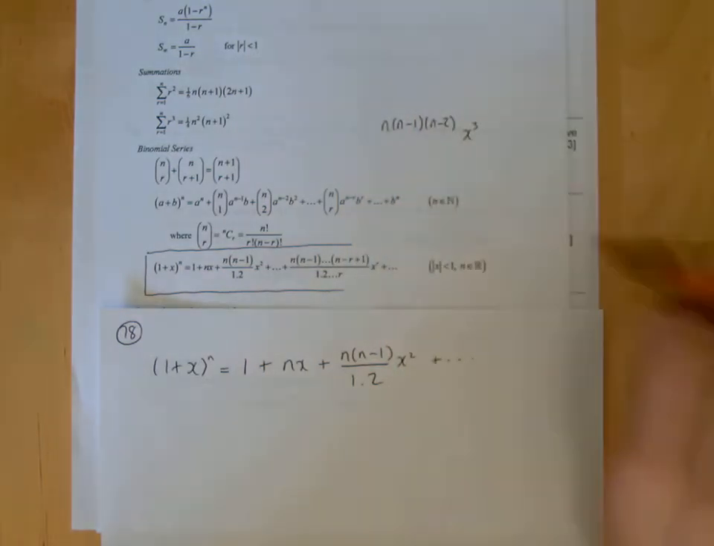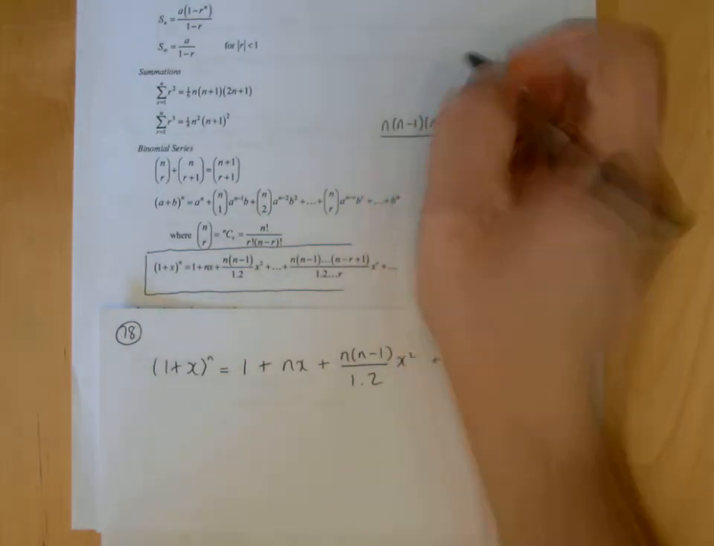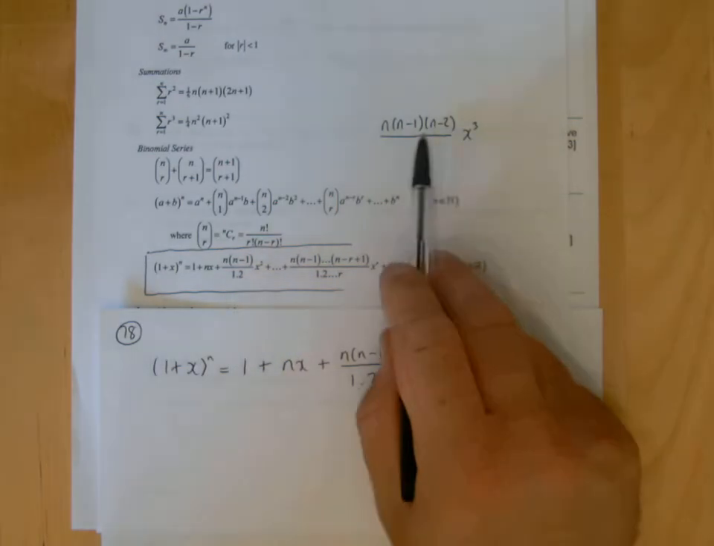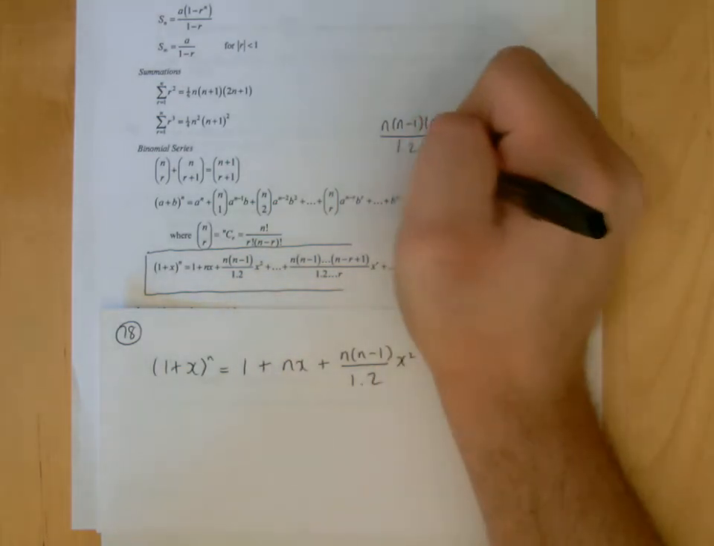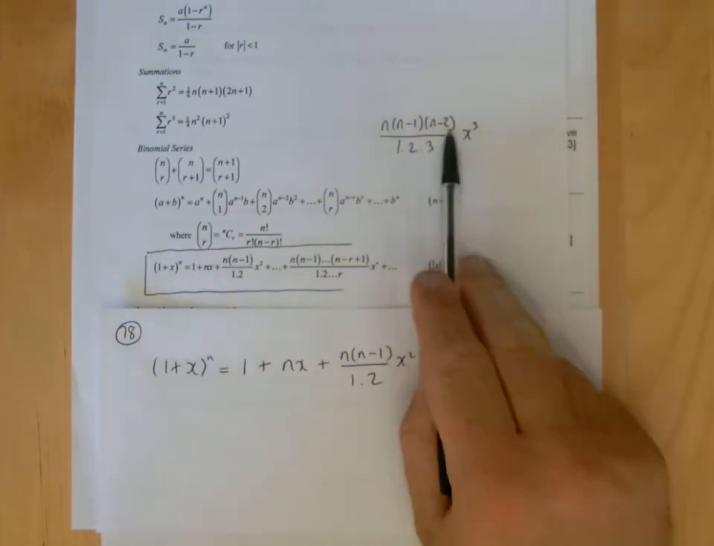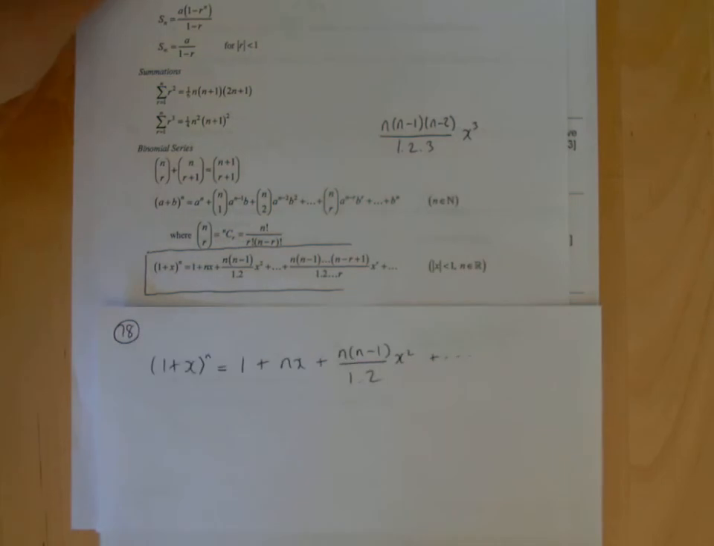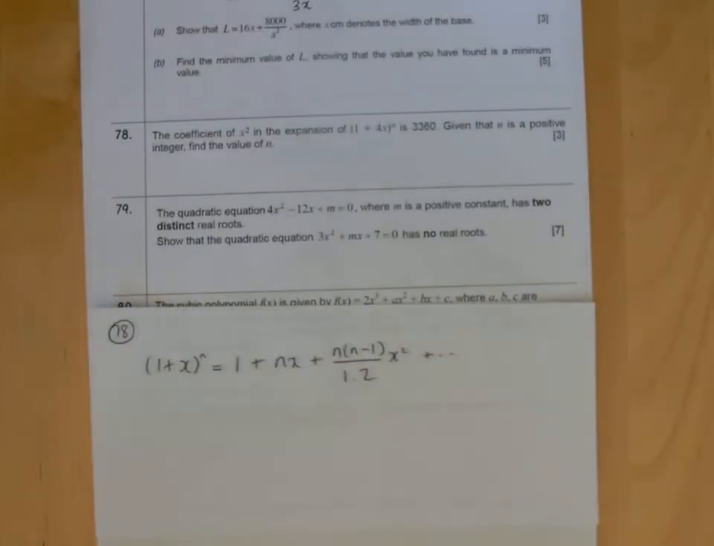On the bottom, the numbers are increasing, so I've got 1 times 2 here, and here I'd have 1 times 2 times 3. So that's the pattern: you're reducing the n's on the top, increasing the numbers on the bottom. Okay, so let's go to our question.